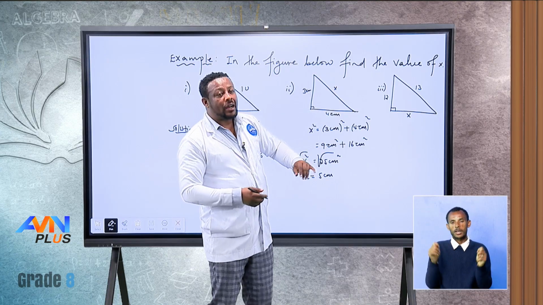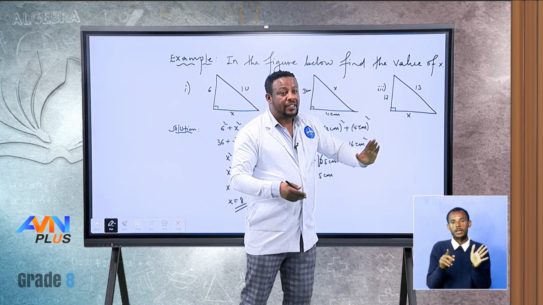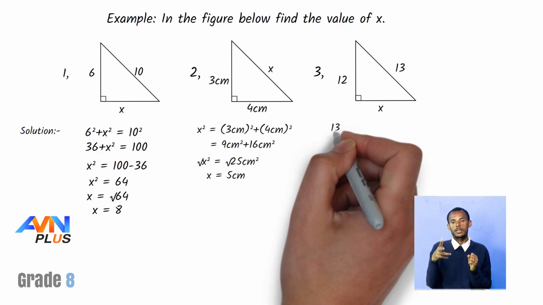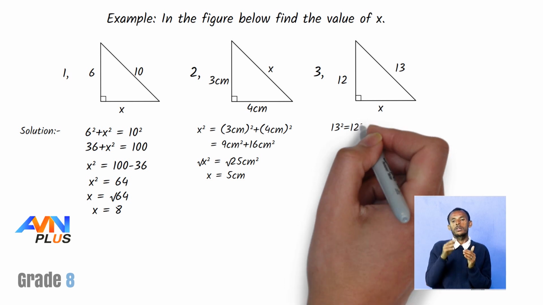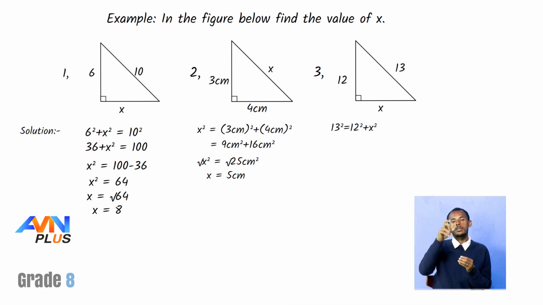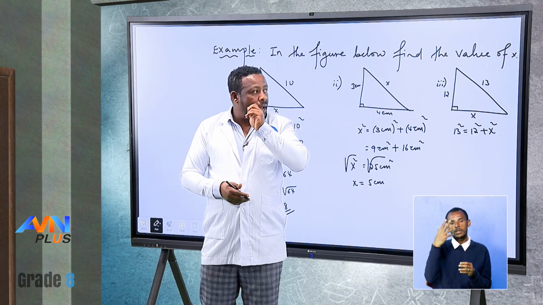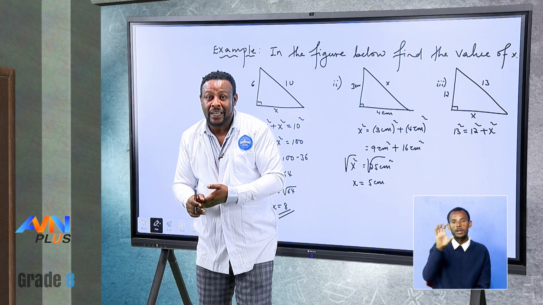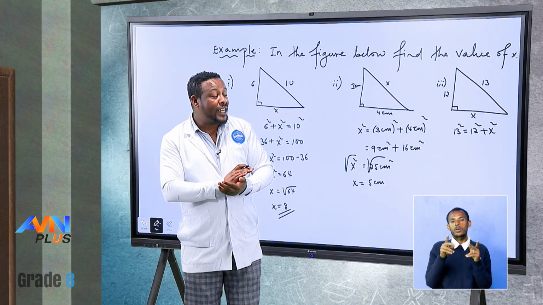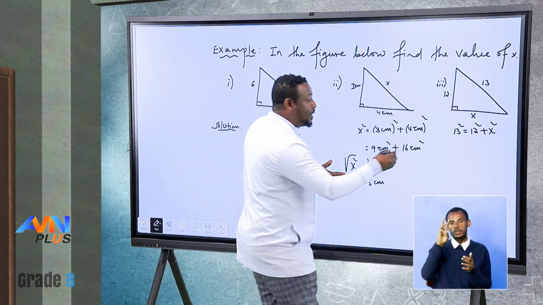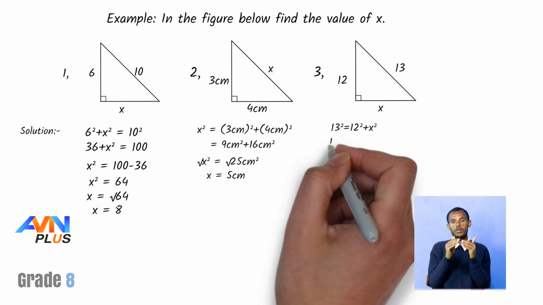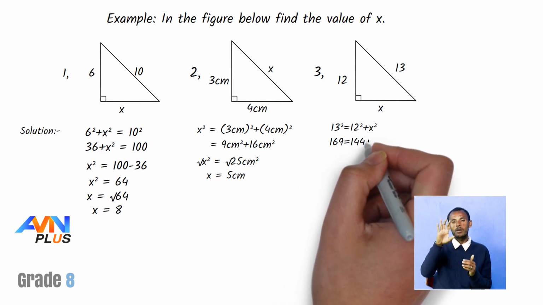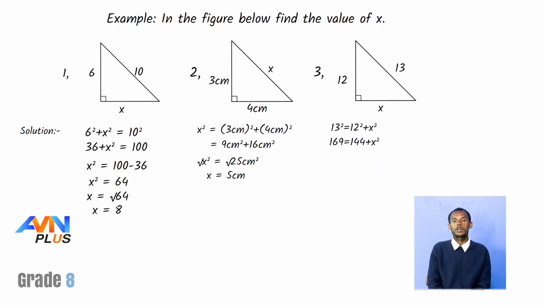Okay, in the third triangle, clearly 13 is the hypotenuse. So you can say 13 square is equal to 12 square plus x square. Okay, 13 square means 13 times 13, which is 169. Okay, you can check it. 169 is equal to 12 square, which means 12 times 12, which is 144. Okay, 144 plus x square.